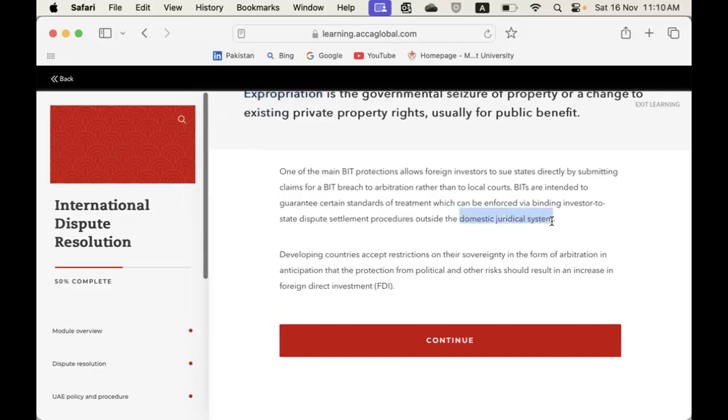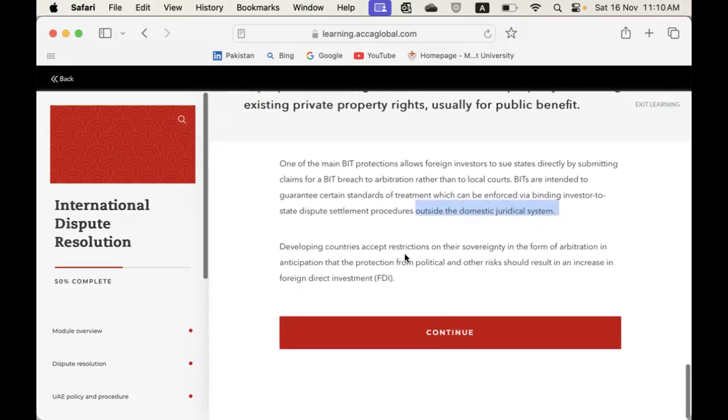Again and again, you are getting a reference to this fact that whenever there is a relationship between two countries, whenever there is an agreement or a treaty between two countries, it overrides the domestic juridical system. Developing countries accept restrictions on their sovereignty in terms of arbitration in anticipation that the protection from political and other risks would result in increased foreign direct investment. So they themselves accept it. It's like their sovereign decisions, which are the governmental decisions, can be challenged through the mechanism provided by bilateral investment treaties.